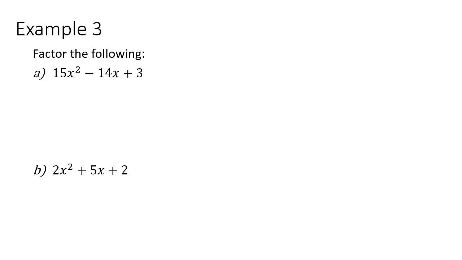All right, so in example 3, part A, we're asked to factor the quadratic polynomial 15x squared minus 14x plus 3. So if we use the British method here, our goal is to find two numbers whose sum is the number in the middle, negative 14, the coefficient of x, and whose product is a times c, 15 times 3, or 45 in this case.